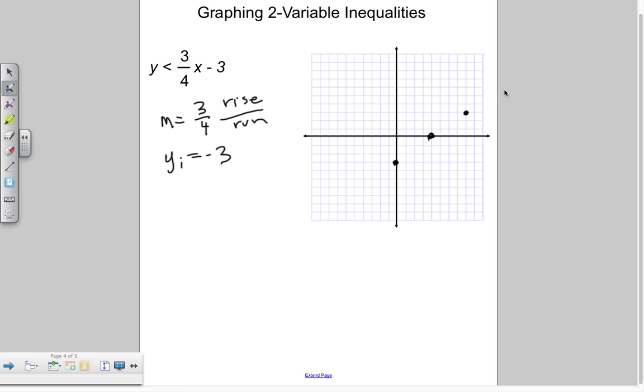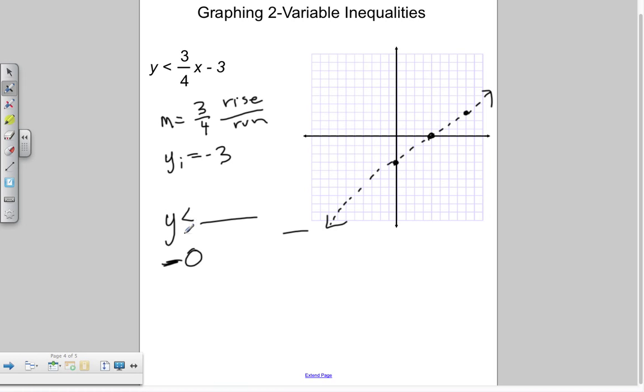Okay, now normally what you do is just connect it and go on your way. But because this is y is less than the equation, I need to decide. In jousting armadillos, I would have done an open circle, right? And I would have shaded this way. Now I am going to have shading, but my line is going to be a broken dotted line because it's saying it doesn't include this line, it's less than this line.